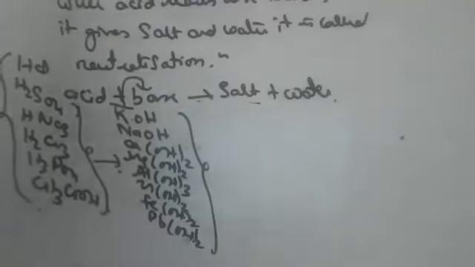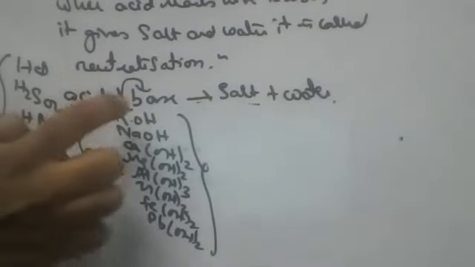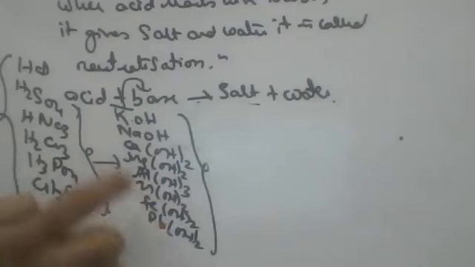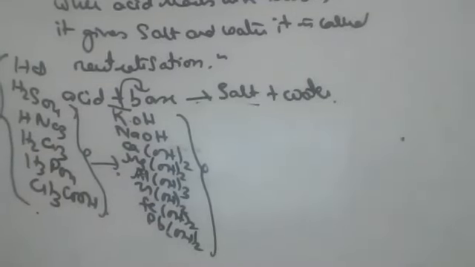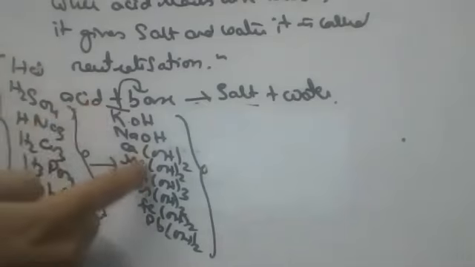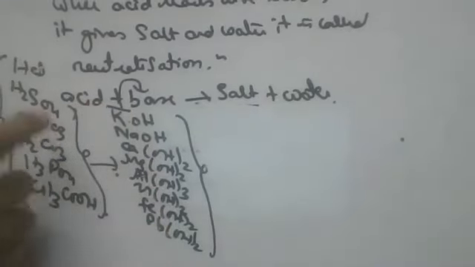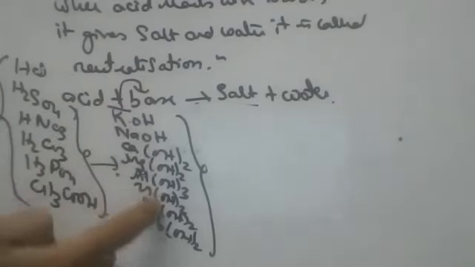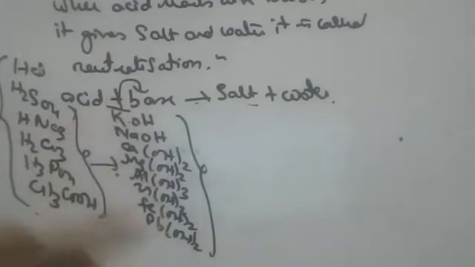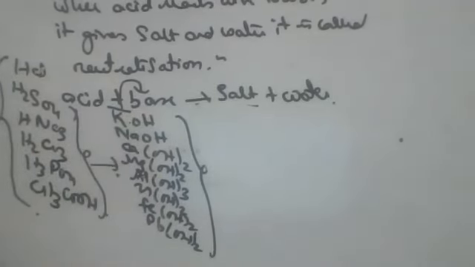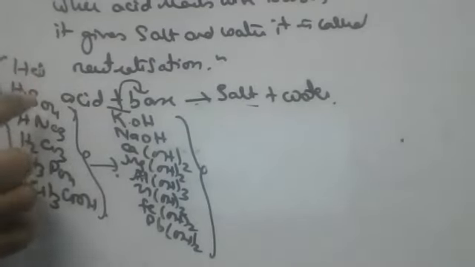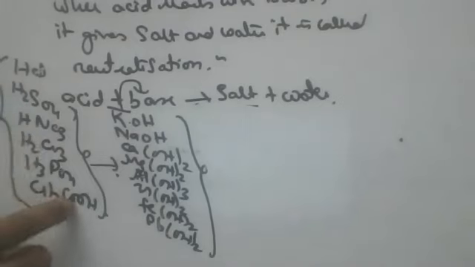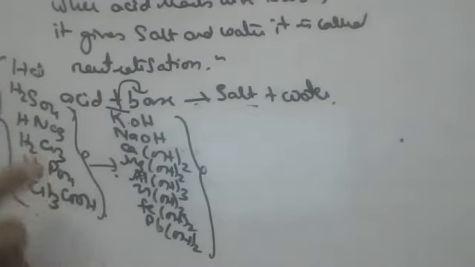Now 6 acids and 8 bases: 6 times 8 is 48 reactions you would get, children. HCl with all of them, H2SO4 with all of them, HNO3, H2CO3, H3PO4, and CH3COOH with all of them. What does all of them mean? I will show you all the reactions with HCl, then one with H2SO4, then one with CH3COOH. These three you do, children. Any three you do.